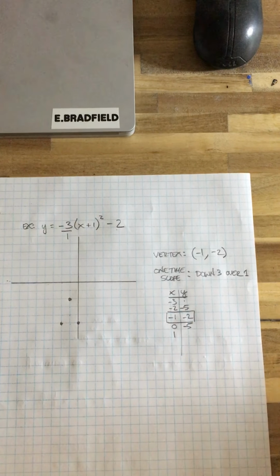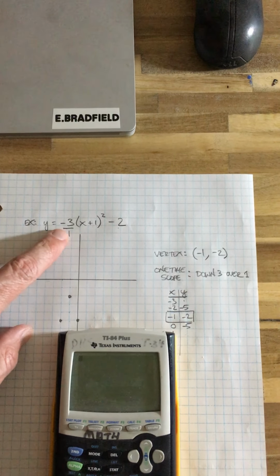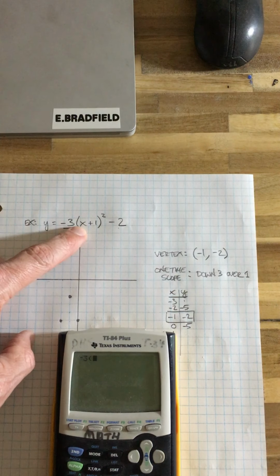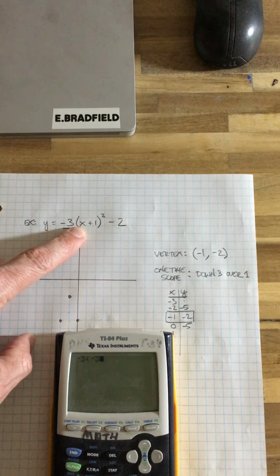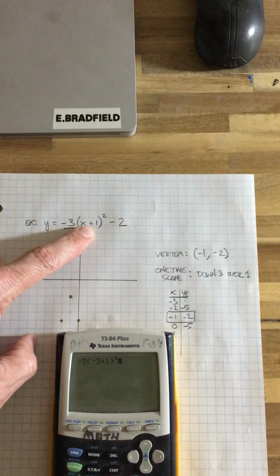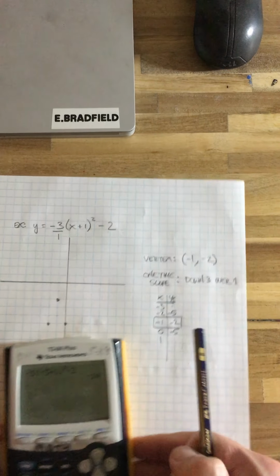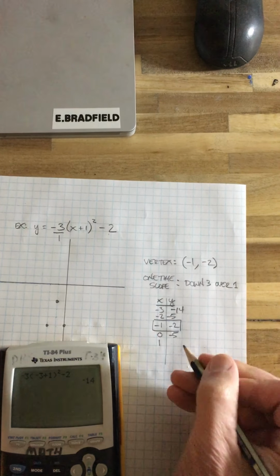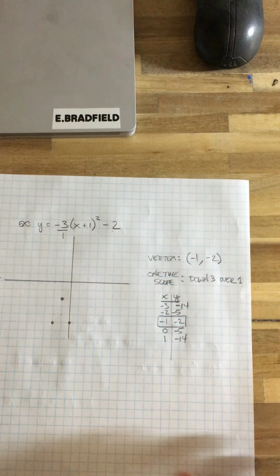So grab your calculator. Clear whatever's there. Let's plug this in. -3, parentheses. Here's my x. What am I going to plug in for x? That -3 right there. So put -3 plus 1. Close it, raise it to the power of 2, and then subtract 2, hit enter, and you get -14. And what's this going to be down here? That's right, -14.